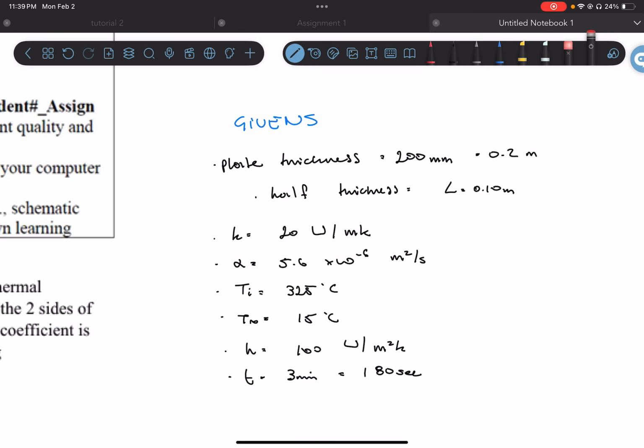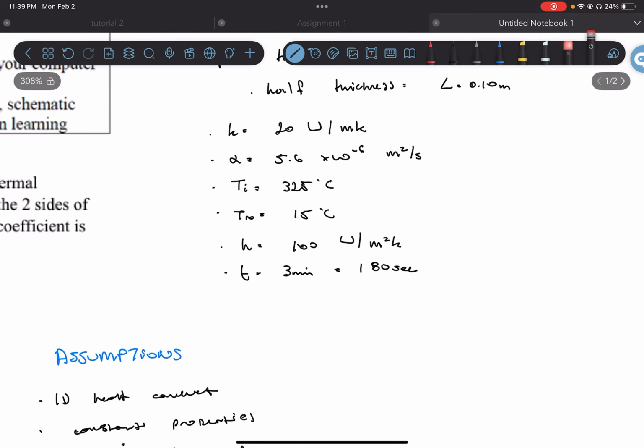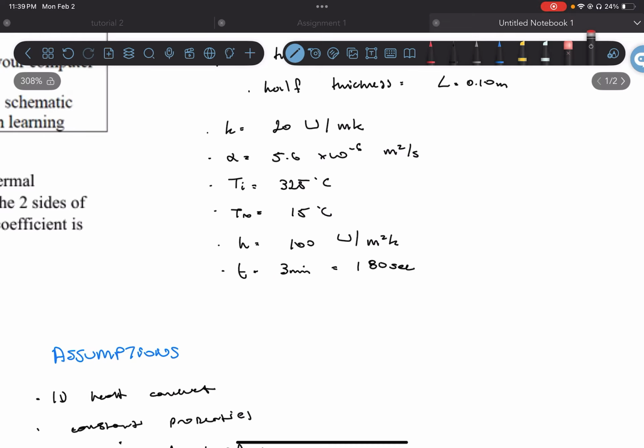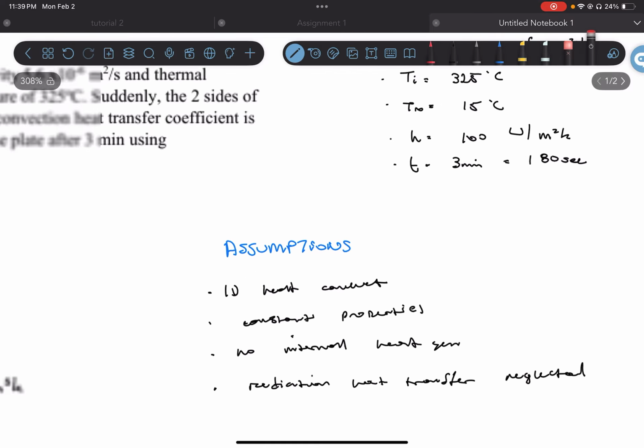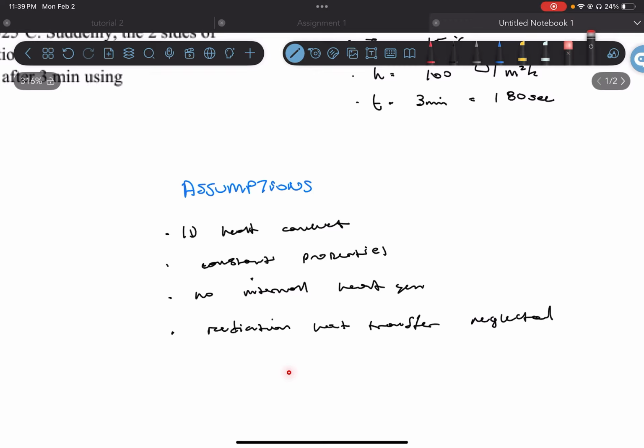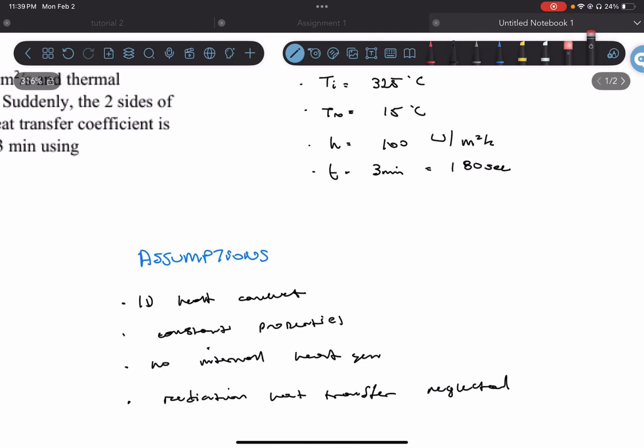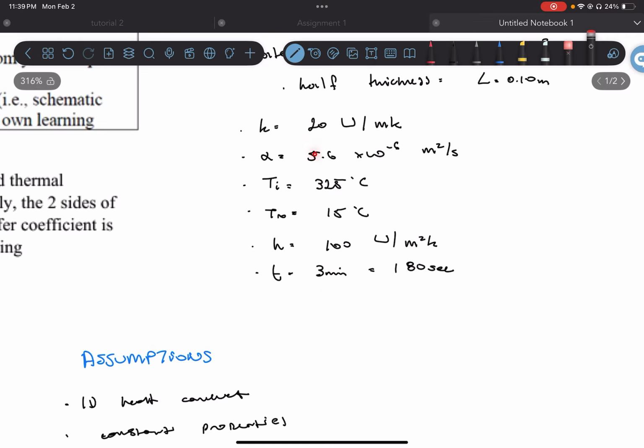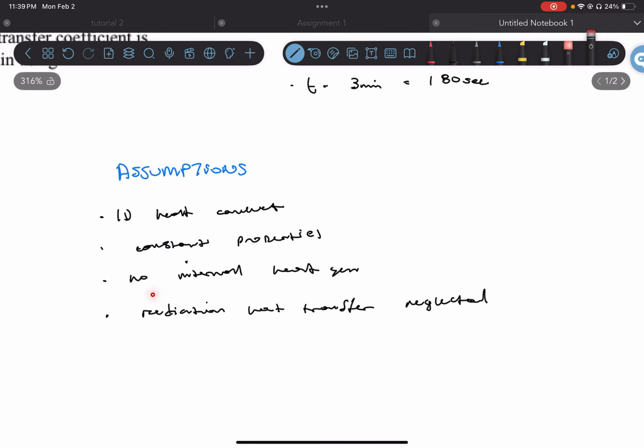These are the properties. K equals 20. Alpha, the initial temperature, the temperature infinity of the outside, H and T. The time is 3 minutes, converted that is 180 seconds. The assumptions before we start the problem are 1D heat conduction, constant properties, so there's no change, neglecting these, no heat generation, and the radiation heat transfer is neglected.